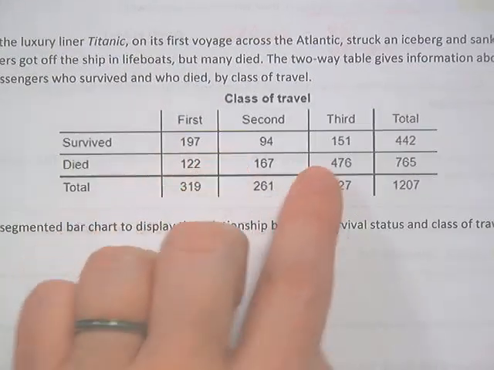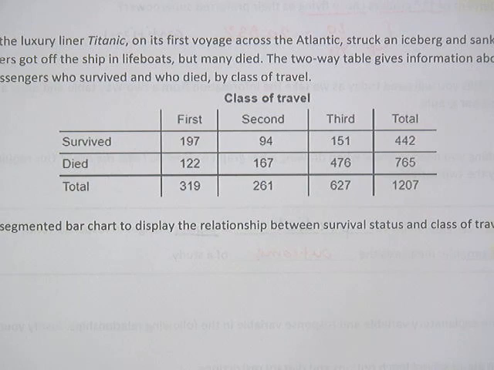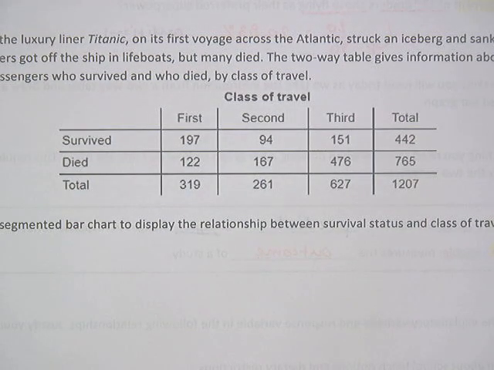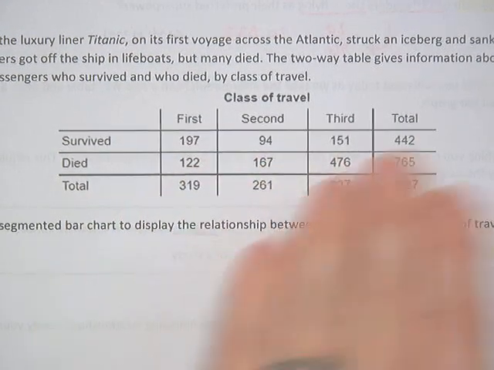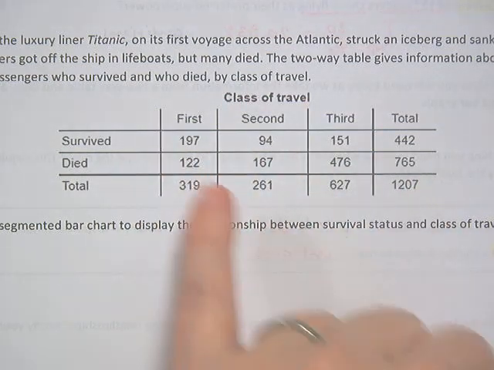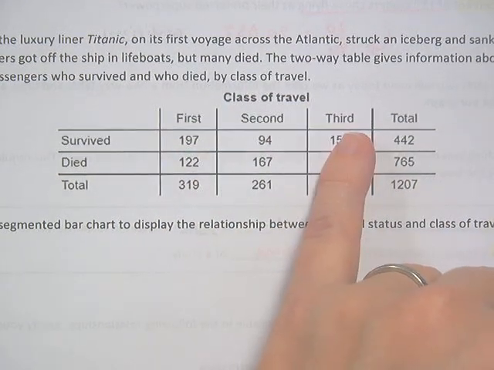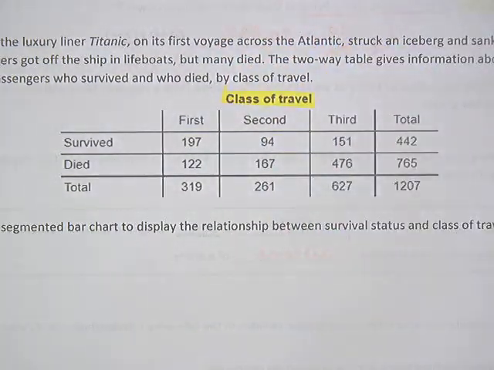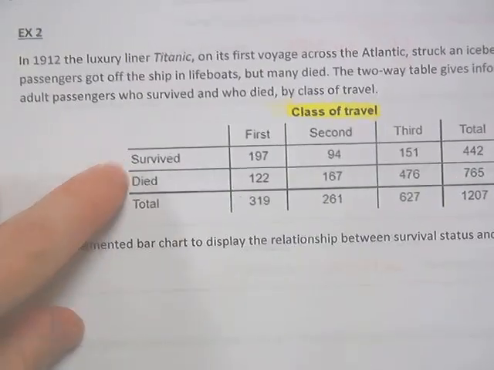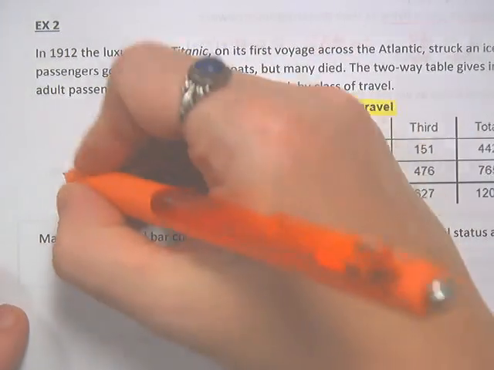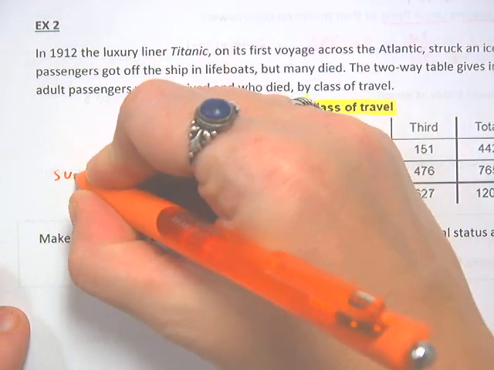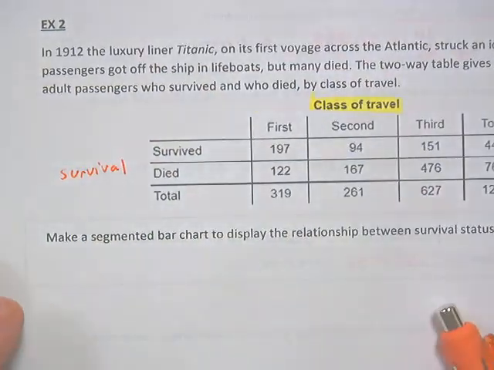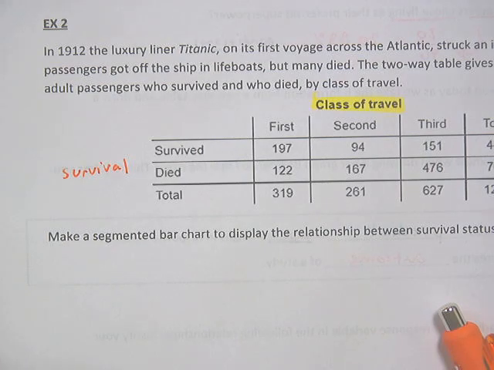Let's actually look down here. This is the Titanic data that we saw last time in our notes from 3.1. So we have the class of travel. These are all the adults on the ship, whether they traveled first, second, or third class. So that is one of the variables, what was their class of travel. And then over here, survived and died, we'll call that survival. That would be the other variable.